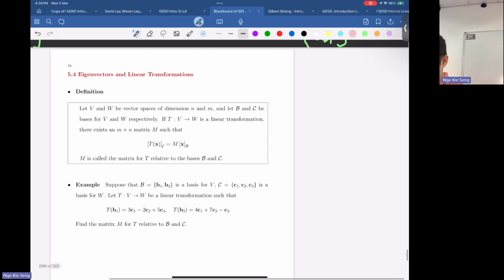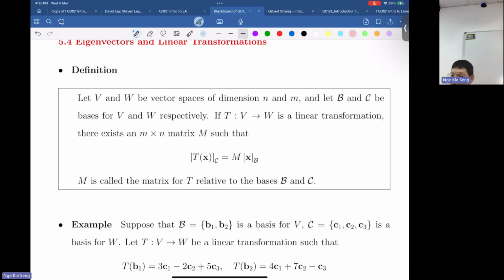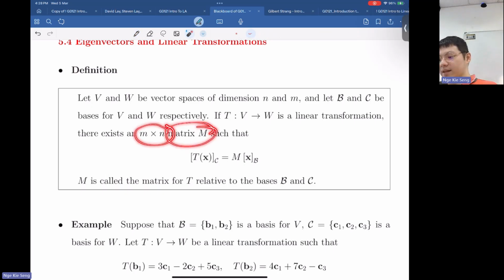Maybe look at the definition first. If V and W are vector spaces of dimension n and m, let B and C be bases for V and W. If T is a map from V to W, then there is this matrix. The size, they even tell you already, is m times n, where m is the dimension of the codomain and n is the dimension of the domain. It makes sense, because this matrix needs to eat some vector in n dimension first, and then give you an m dimension vector.